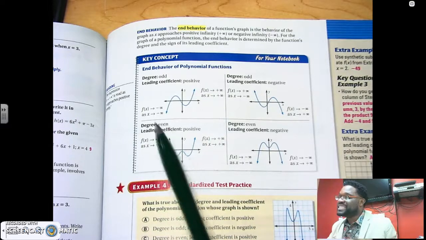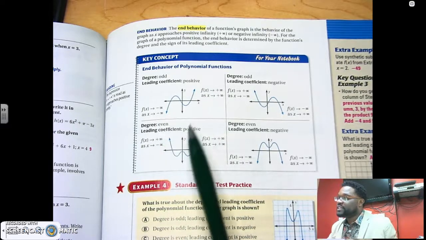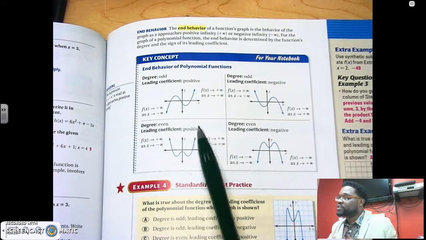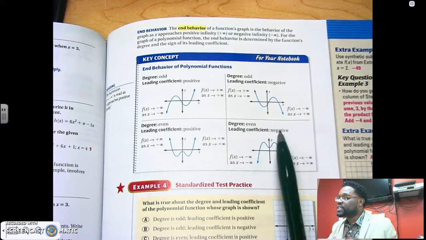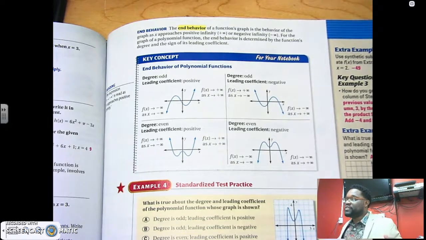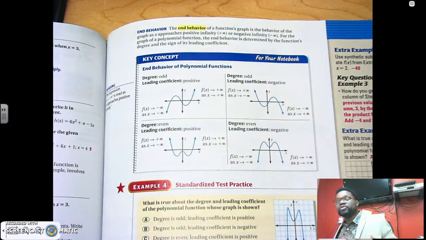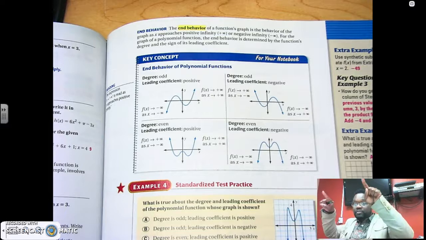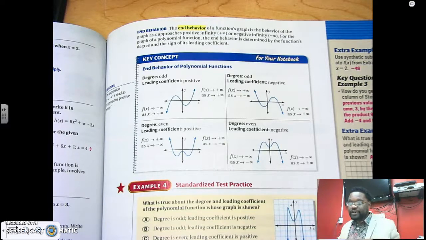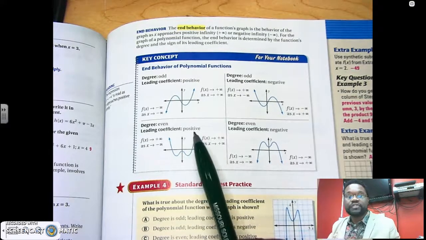Now, if your degree is even, then I can look at this and say, okay, if my leading coefficient is positive, they both go up in the same direction. And if the leading coefficient is negative, they both go down in the same direction. So even degree polynomials end in the same direction, both up or both down. Think about parabolas. They both end pointing up or pointing down. Any 2, 4, 6, 8 degree polynomial is always going to end in the same place, pointing up or pointing down. How do you know the difference? Well, you have to look at the leading coefficient. Is it positive or is it negative?